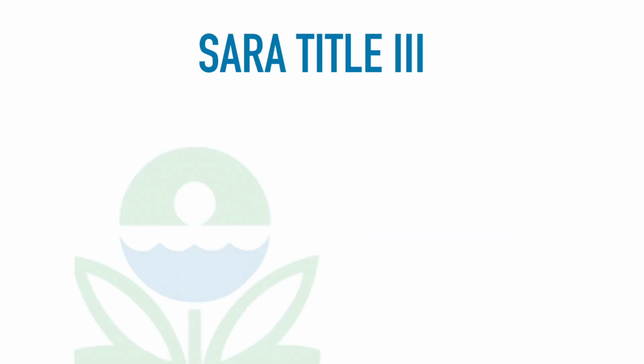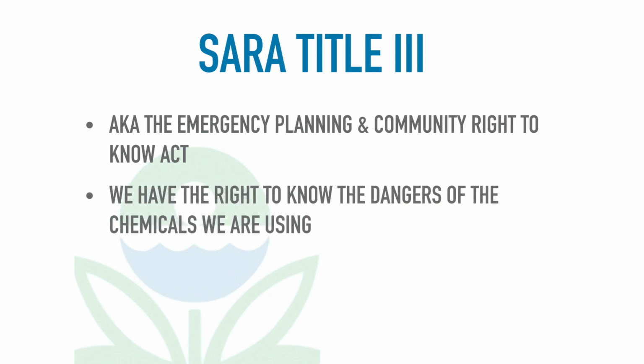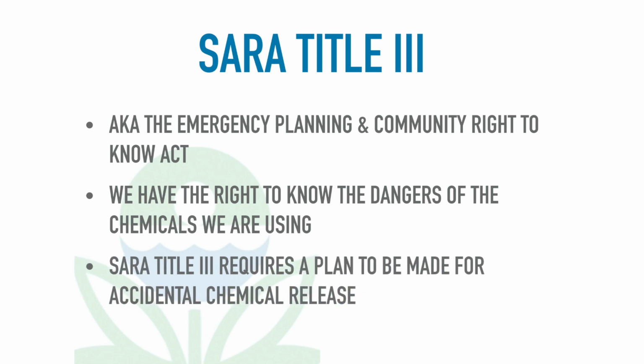Now, next, we're going to be talking about the SARA Title III. SARA Title III is also known as the Emergency Planning and Community Right to Know Act. This act says that we as employees and as human beings have the right to know the dangers of the chemicals that we're using at our properties and our jobs day to day. This means that we as operators must have access to the SDS sheets at all times during working hours. It also says that we need to have a plan put together for any potential accidental chemical release.